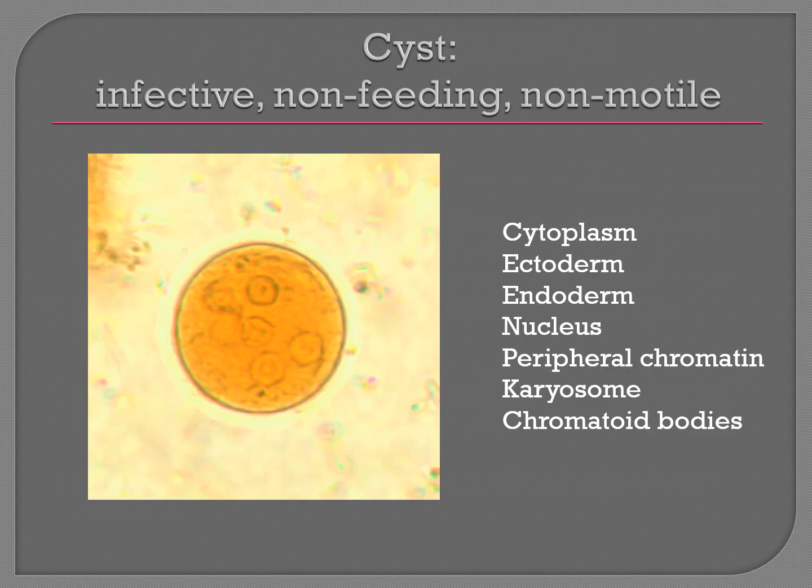Let's go ahead and take a look at the anatomy of a protozoan cyst. Remember, a cyst is infective, non-feeding, and non-motile. We've got a couple different structures that I want to point out. The first one being cytoplasm. Cytoplasm is on the inside of the protozoan cyst, and then we have the ectoderm and the endoderm.